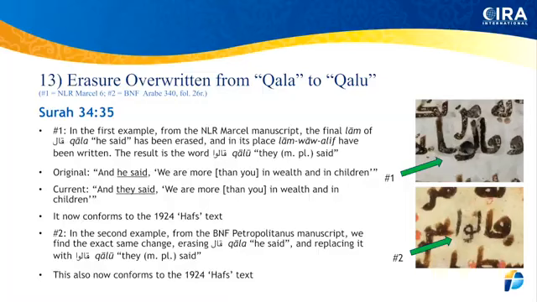It shows intent, and it looks like this was a school, a completely different reading, because we have two different manuscripts showing the exact same verse, the exact same change, the exact same correction from Kala to Kalu, from he said to they said. That's right. So look at number 2 now. In the second example from the Petropolitanus manuscript, the exact same change, erasing the Kala and replacing it with the Kalu, they said. Again, conforming it.